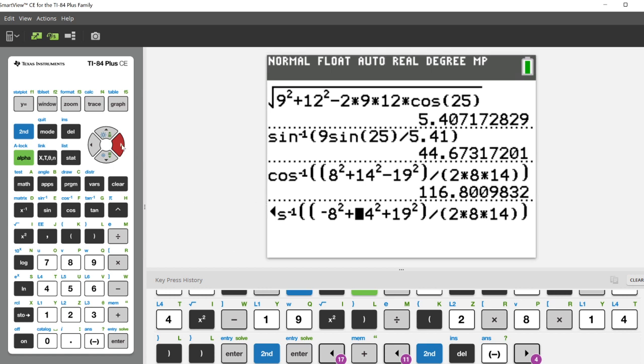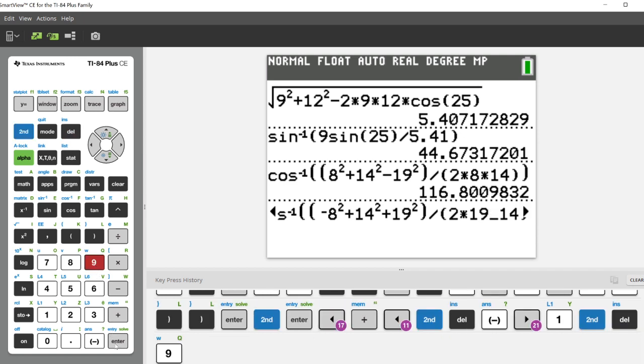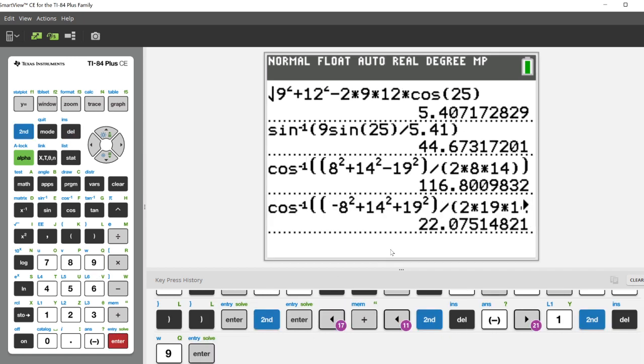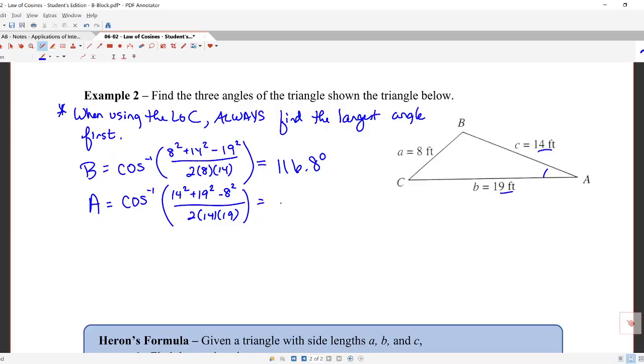All right, so now I go down to the other end and I want 2 times 14 times 19. So I'm going to change that 8. I'm going to put a 1 in there to replace that. Now I need to insert a 9. And I get 22.1. And at that point, angle C is just 116.8 plus 22.1, and we subtract that from 180, and I get 41.9 degrees.